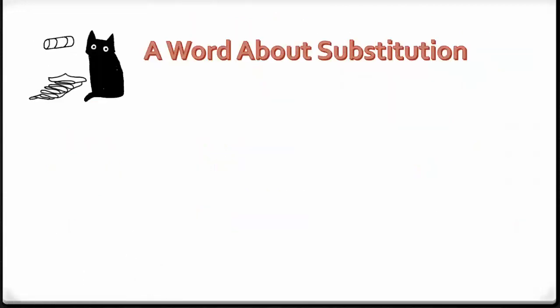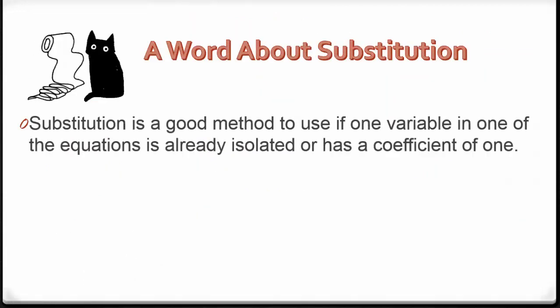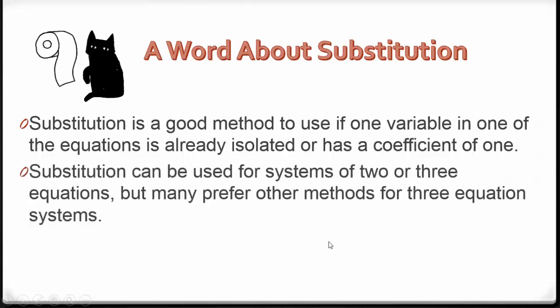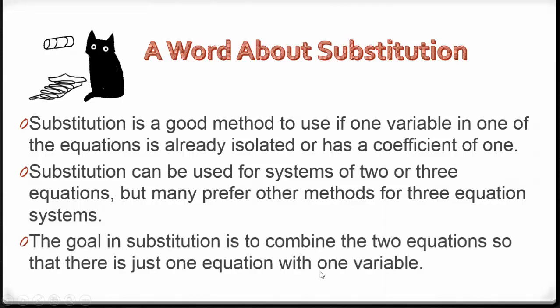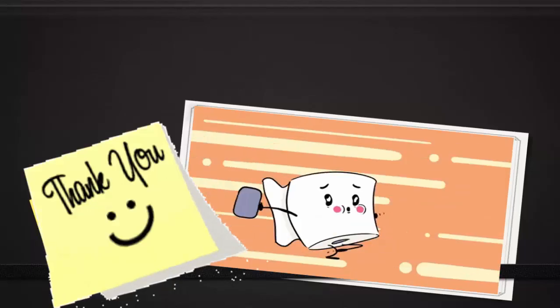A word about substitution. Substitution is a good method to use if one variable in one of the equations is already isolated or has a coefficient of 1. Substitution can be used for systems of 2 or 3 equations, but many prefer other methods for 3-equation systems. The goal in substitution is to combine the two equations so that there is just one equation with one variable.